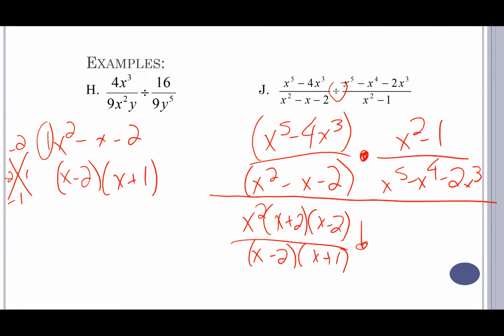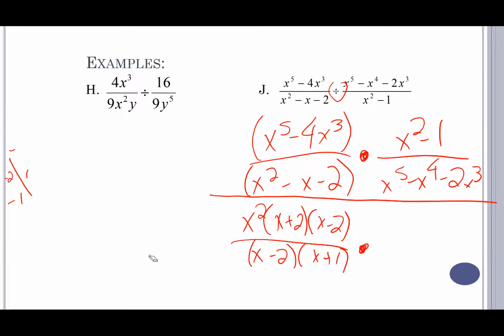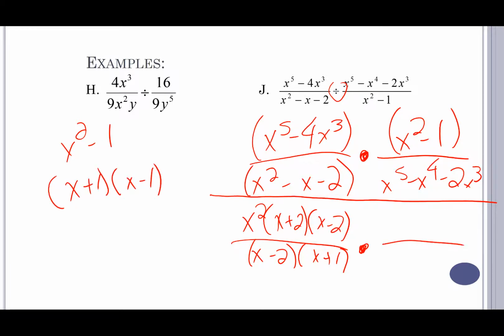So now let's talk about the right rational expression. On top, I've got x squared minus 1, and that is factorable as well. This is a difference of squares. That factors into x plus 1 and x minus 1 by difference of squares. So I'm just going to go ahead and put that up there, (x plus 1)(x minus 1).